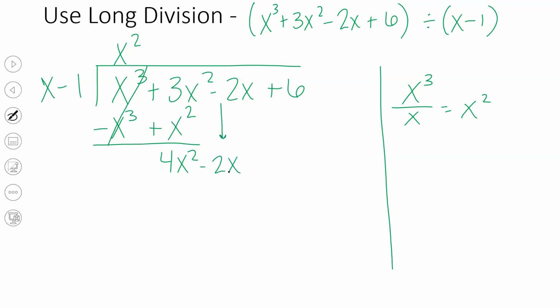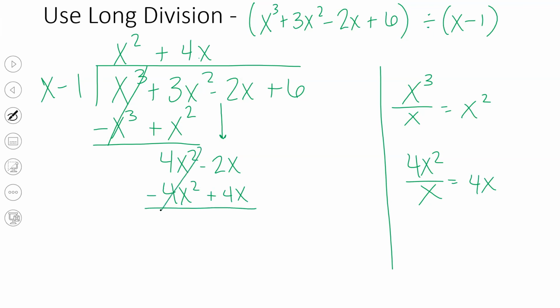And I bring down my -2x. So I go to my scratch pad again, just with my first term, 4x squared, and I'm still dividing by x. What is 4x squared divided by x? 4x. So my 4x goes on top, and I multiply twice. 4x times x is 4x squared. And 4x times -1 is -4x. But I stop because I have to change my sign. If you're not changing your signs, you're going to get a way wrong answer.